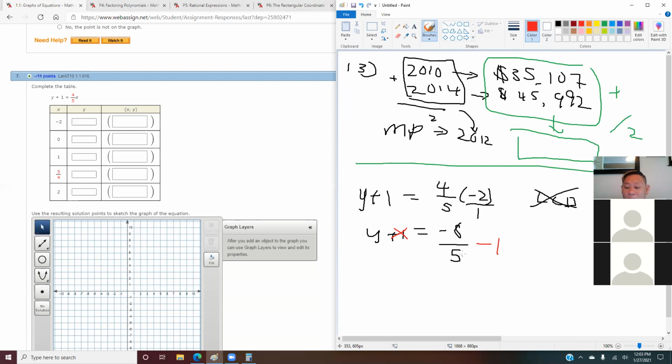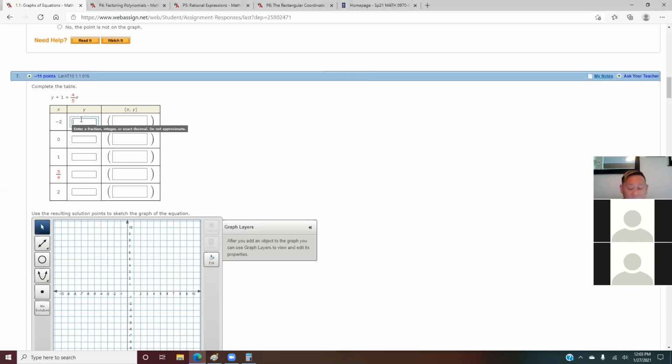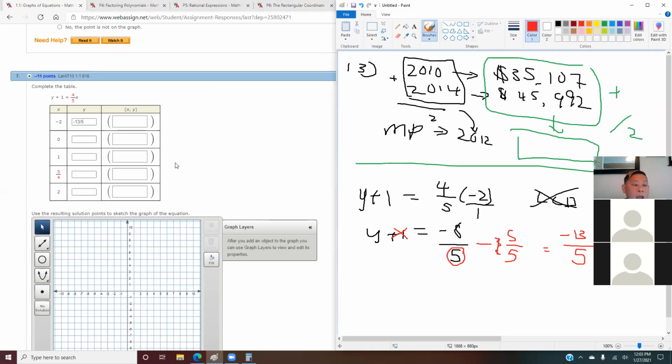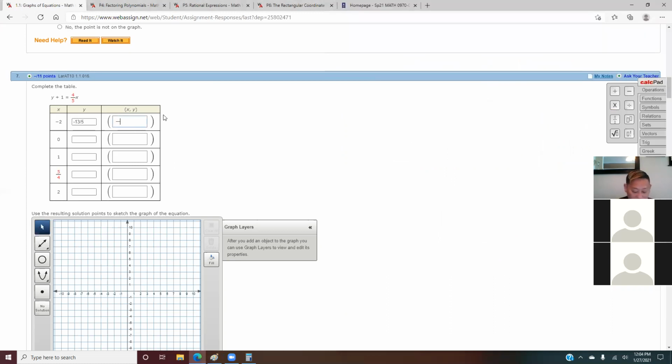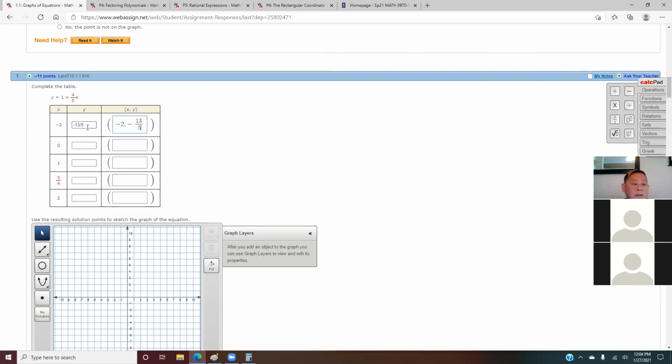But this one, you have to make them the same. Now you need to find the LCD. But for 1, you can make it anything, as long as your top and bottom are the same. So I will change this one to become 5/5, because the denominator is the same. The LCD here is 5. So -8 minus 5 is -13, so this will be -13/5. And the coordinates will be -2, -13/5, because this is x and this is y.